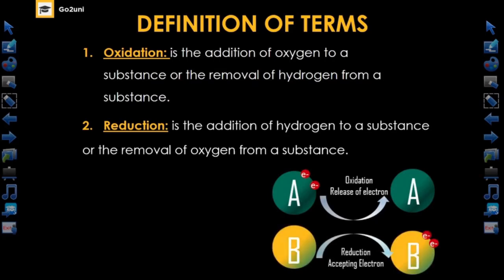Talking about oxidation, it is simply defined as the addition of oxygen or the removal of hydrogen from a substance. That is defining redox reaction in terms of oxygen. And when we now talk about reduction, reduction is simply the addition of hydrogen or the removal of oxygen from a substance. Like I said before, for more on oxidation reduction reaction, go back to our video lesson on electrochemistry, and there you will get to understand more about redox reactions and even the balancing of redox reactions.